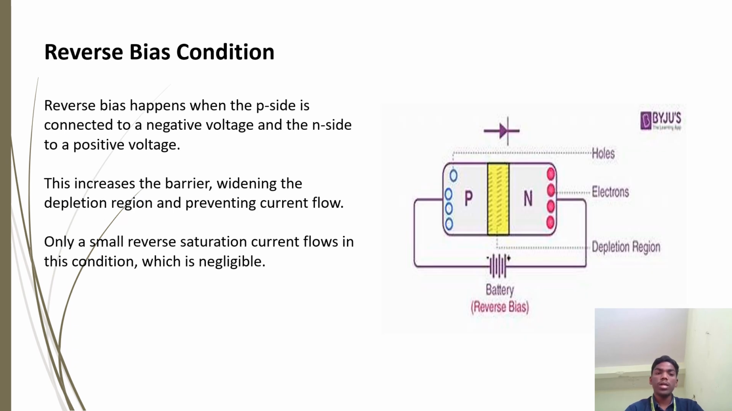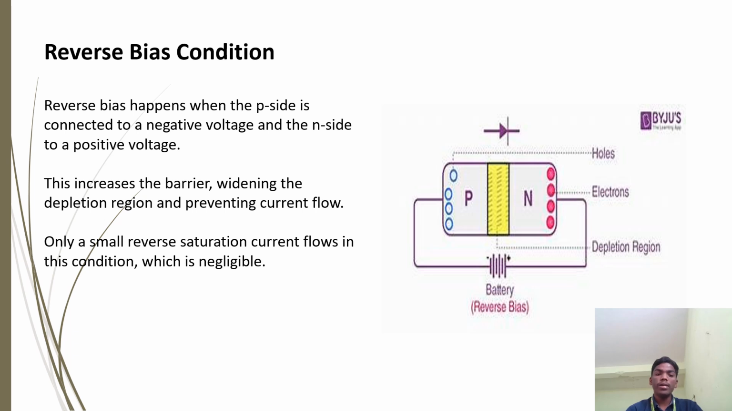Now we will see the reverse bias condition. In reverse bias, the P side is connected to the negative terminal of the battery, and the N side is connected to the positive terminal of the battery. So the positive particles will move to the negative terminal of the battery, and electrons will move to the positive terminal of the battery. So there is no effect of these charge carriers on the depletion layer, and the length of the depletion layer gets increased.